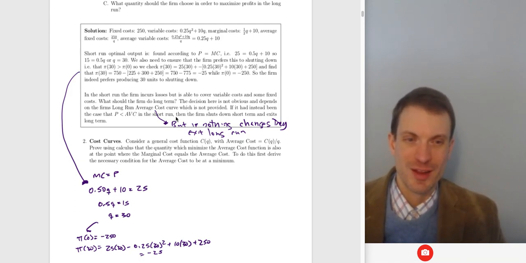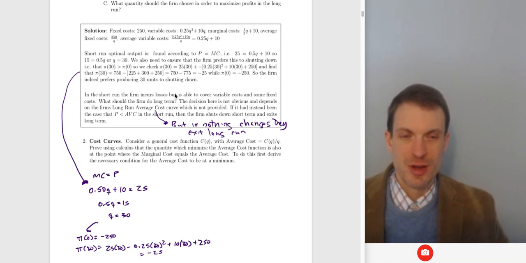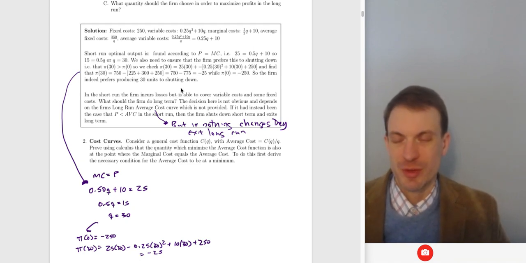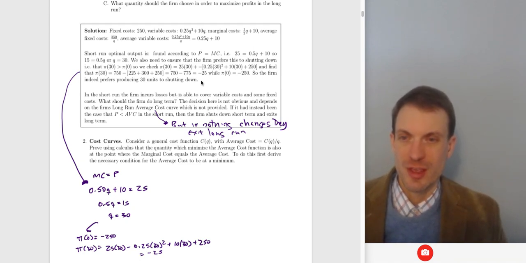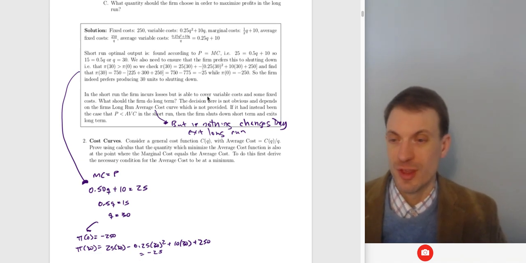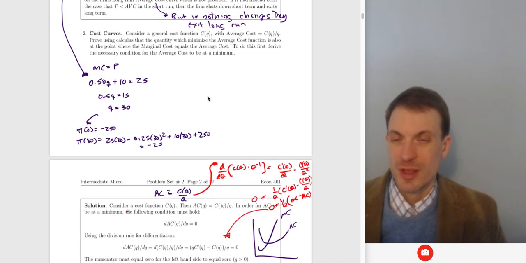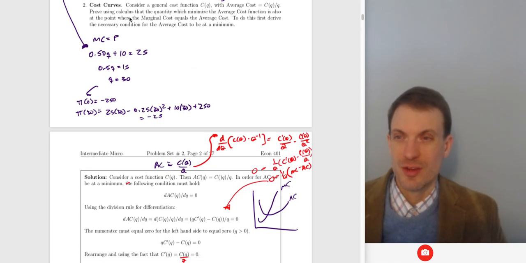Well, not a whole lot. So we know that they want to produce in the short run, exit in the long run. If something were to change, if there's enough exit so that the market price would rise, maybe they'd stick around in the long run. But without knowing exactly what the long run situation looks like, it's hard to say, other than this firm's probably going to want to shut down in the long run because they're already making losses in the short run.